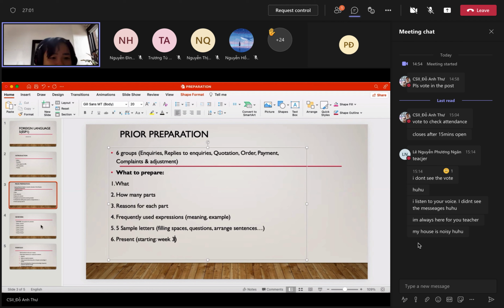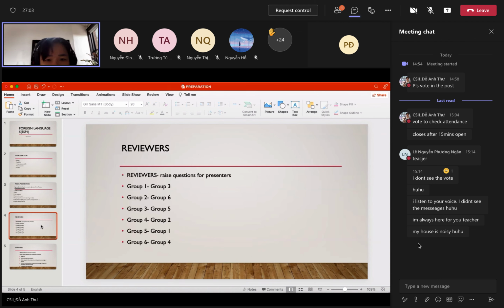And the next thing is that we also have reviewers to raise questions for presenters. We have 6 groups, and these groups will become reviewers too. For example, if group 1 presents, now we don't know who is group 1 yet. So we are going to decide soon, after my sharing, right away, I guess.